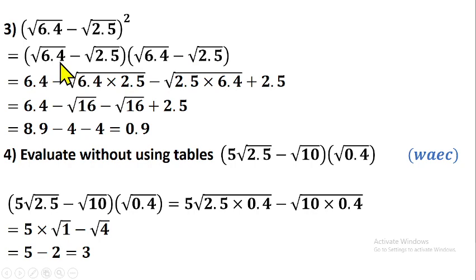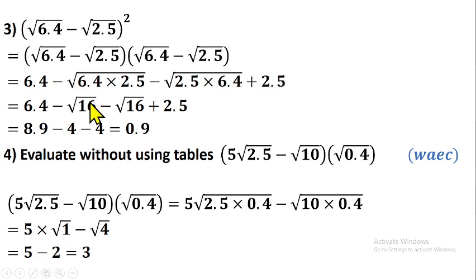So surd 6.4 times surd 2.5 that we have here, according to the law of surds, we can multiply them like this. Also, this one also will go like this and multiply this. Minus times plus here will give us minus. So 2.5 times 6.4 here. Then minus times minus here will give us plus. So surd 2.5 times surd 2.5 will give us 2.5. Then 6.4 times 2.5, if you multiply this one together, that will give us surd 16. If you multiply this, that will give us surd 16 as well.